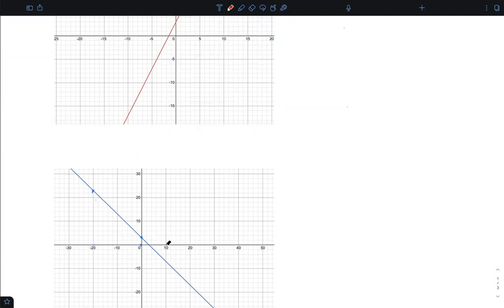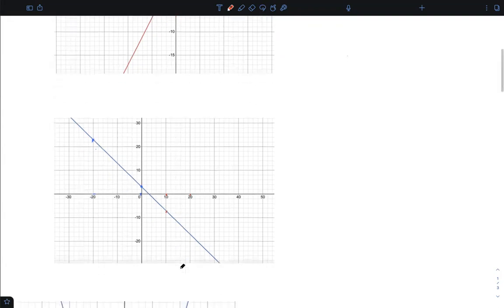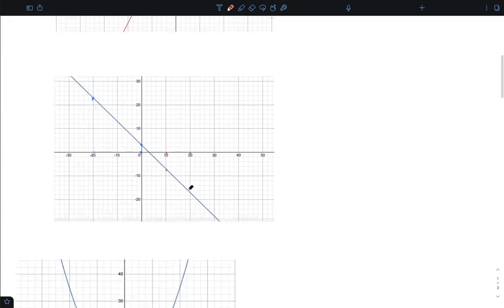Further on, as x increases, it becomes 10. The value of y becomes even smaller. It becomes almost -7. As x increases to 20, y becomes even more negative. So as x is increasing, the value of y or f(x) is decreasing. Also, it's a line which is going down, so the gradient of this line is negative.